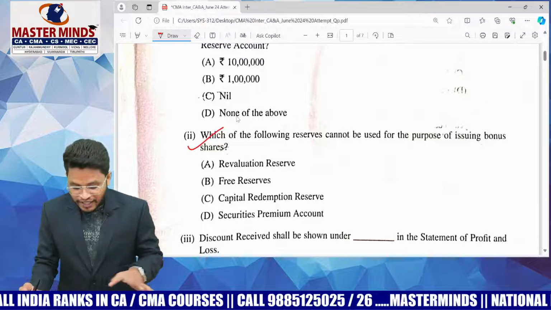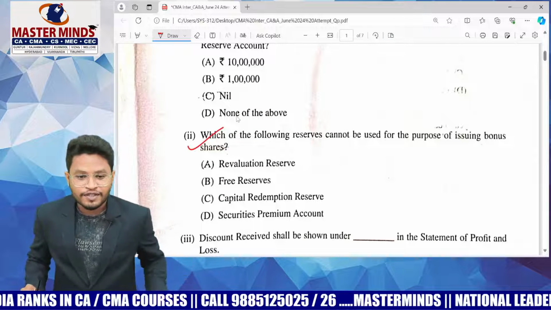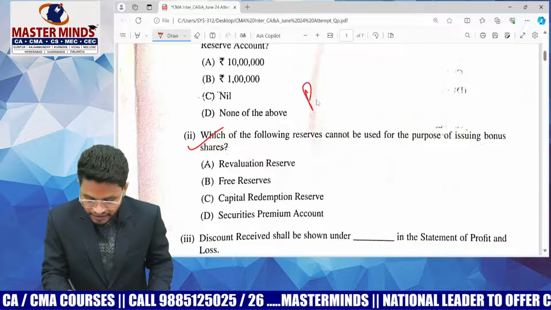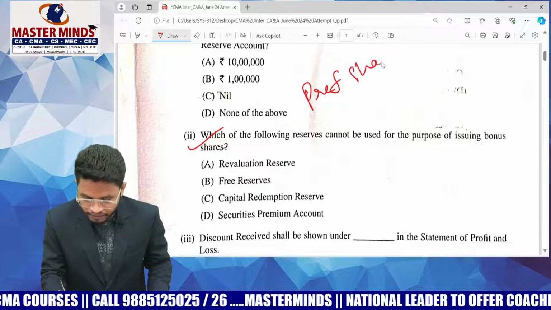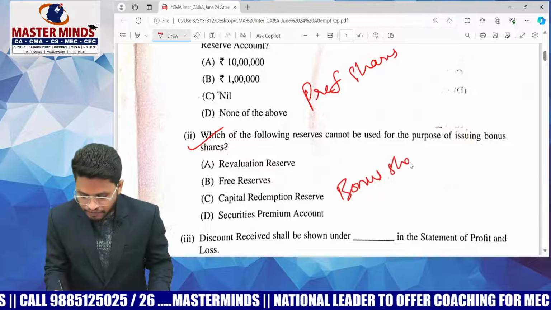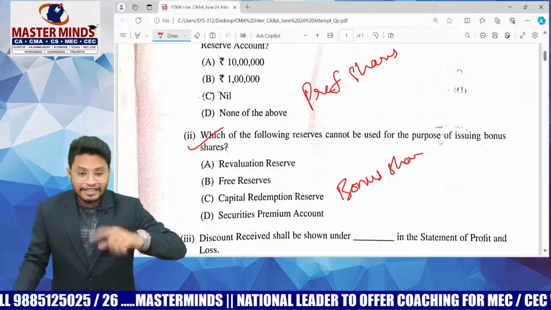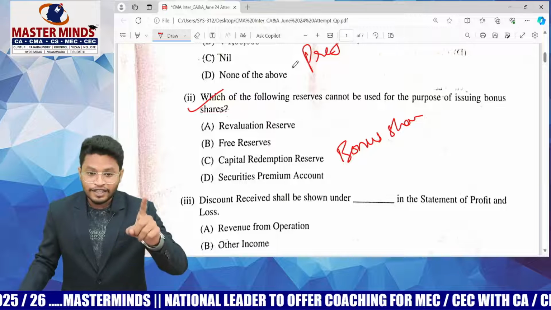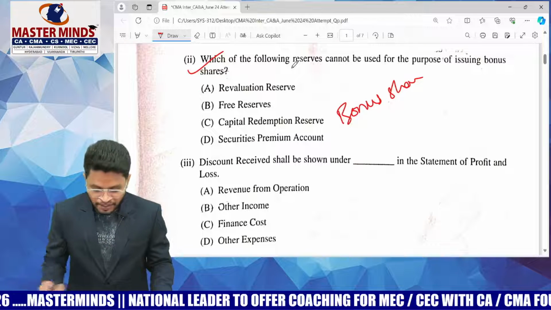Which of the following reserves cannot be used for the purpose of issuing bonus shares? The first bit was from preference shares, and this is from the bonus shares chapter. What are the reserves that are used to issue bonus shares? Simple. If you are thorough with that concept, very, very simple.